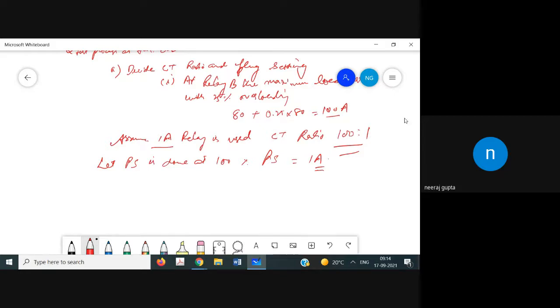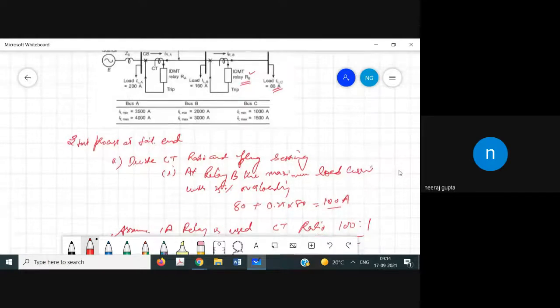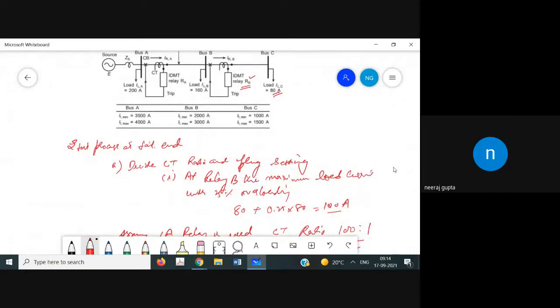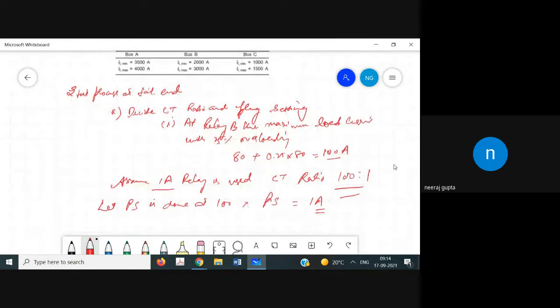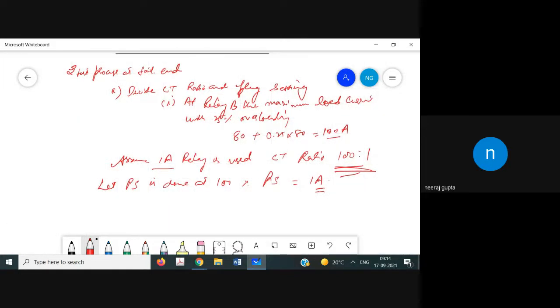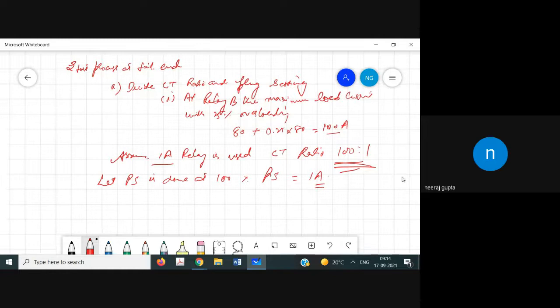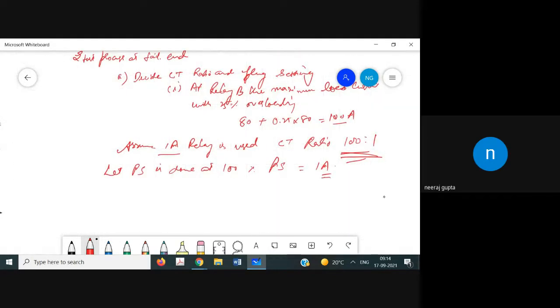First we have to decide the CT ratio and the plug setting. The CT ratio is decided based on the maximum load current. In this case, the maximum load current is 80, the overloading assumed is 25%, giving 100 amperes, and a 1 ampere relay is used. So the CT ratio to select is 100:1, and if the plug setting is 100%, the plug setting equals 1 ampere. This is at relay B. Now let's see relay A.